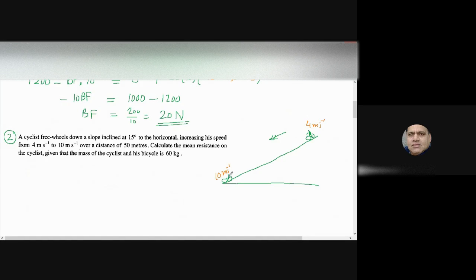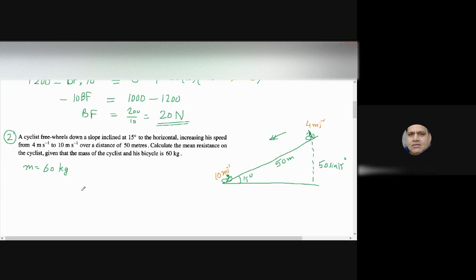So now the cyclist will be here after the motion. It has covered 50 meters on the path, which means the initial height, according to the angle of 15 degrees, is 50 sine 15. Okay, so now we can apply the mass. Total mass is 60 kg of the bicycle and the cyclist. We always consider the total mass.